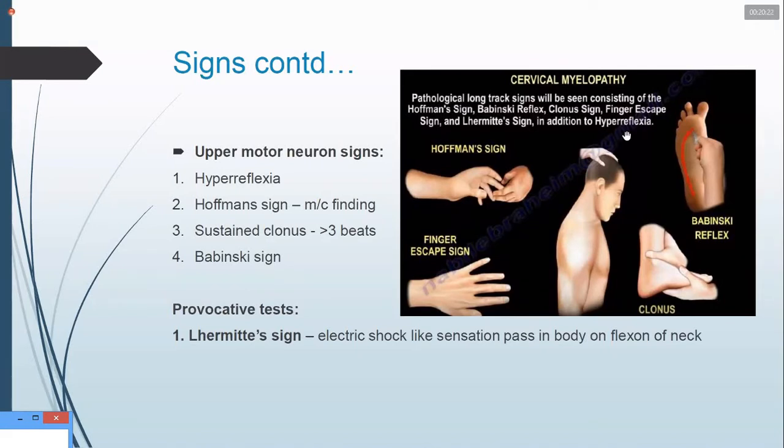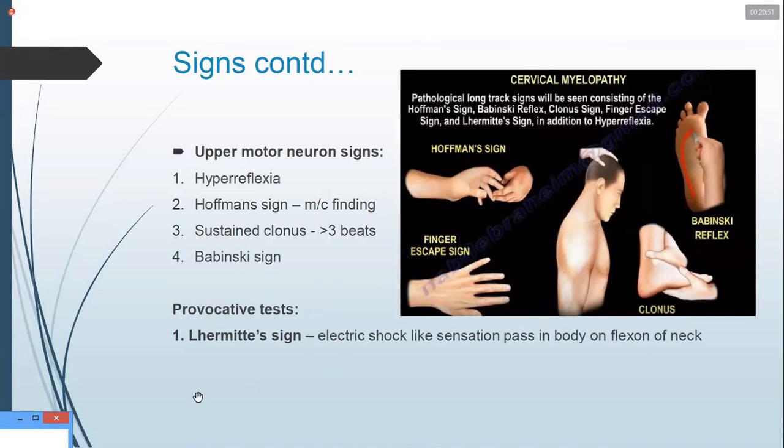And the Babinski sign, when we slowly stroke the foot, as shown in this picture, with a key or pin on the lateral aspect of the foot, there might be extension of the big toe, fanning of the toes, and dorsiflexion of the big toe. That is the Babinski.